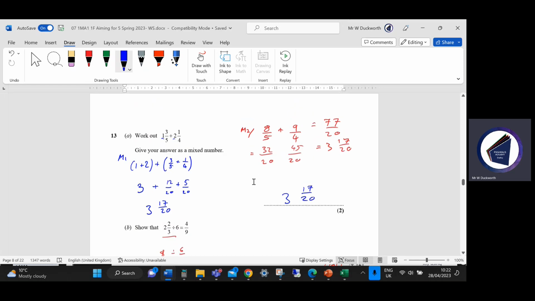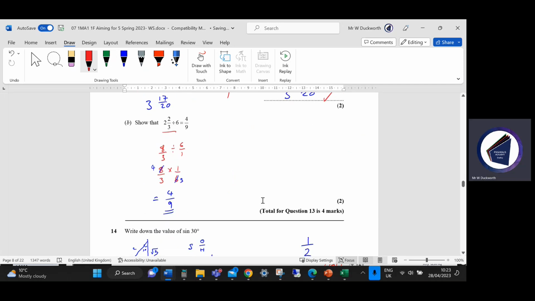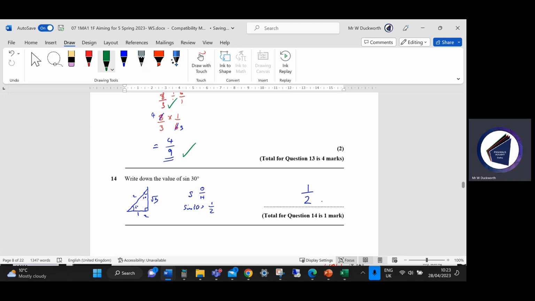So if we look at the mark scheme, question 13. Right. We have got M1, mark for the method, mark for the answer, or mark for the method and mark for the answer. Let's put a line just to show the different methods. Right, part B. We have got M1 for method to find it as an improper fraction, so I'll get my mark there. Let's go green, and then 1 mark for the show. And then for question 14, just 1 mark for the correct answer.